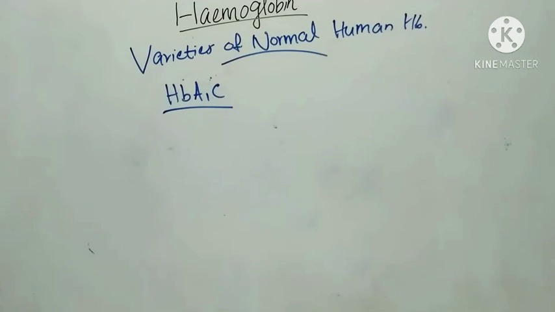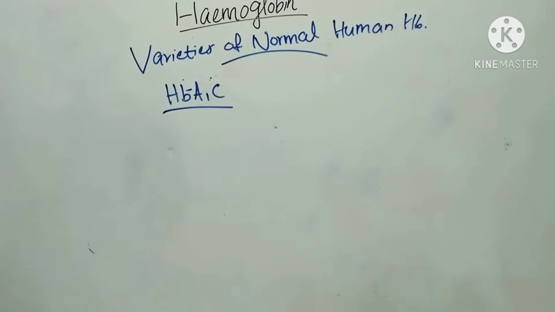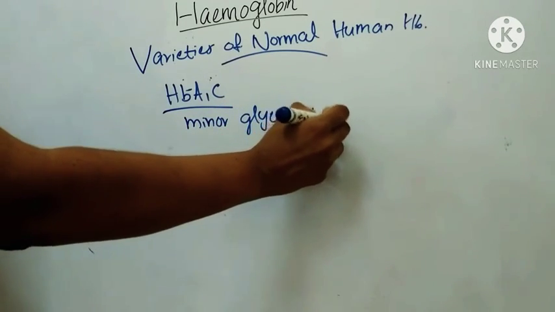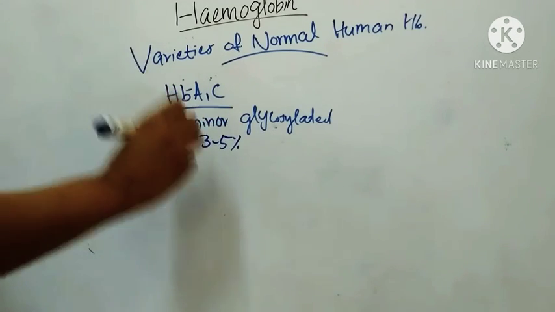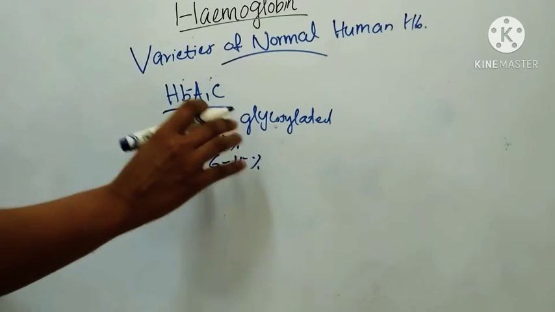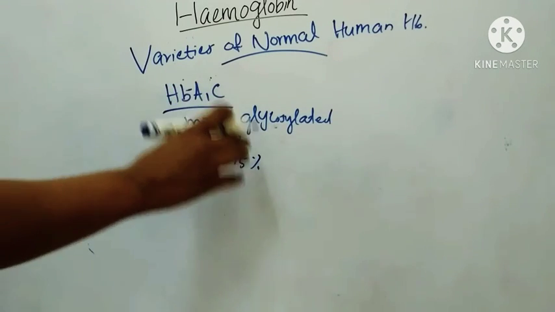HbA1c. In addition to HbA1, the major form of normal adult hemoglobin, a minor glycosylated form is also found in adult red blood cells. That is called HbA1c, otherwise called glycosylated hemoglobin. It is about 3 to 5% of the total hemoglobin. In patients with diabetes mellitus, it may be increased to 6 to 15% of the total hemoglobin.